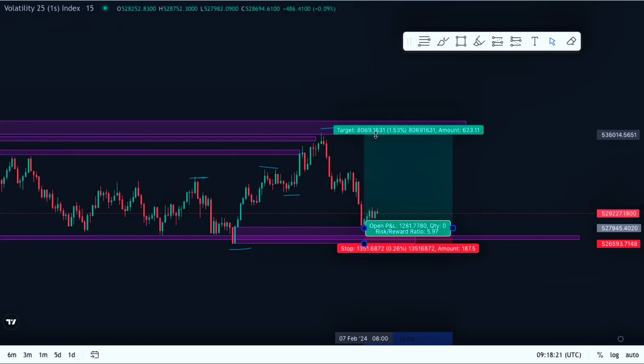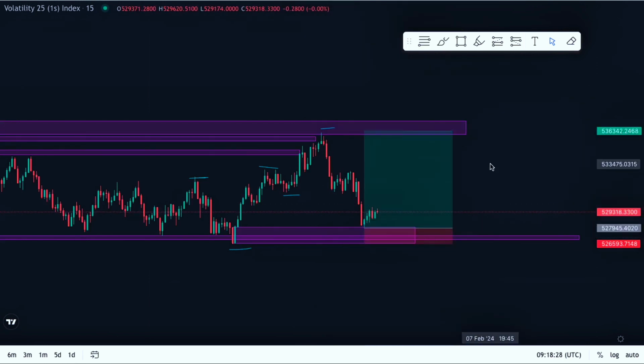you'd be targeting these points, which is a 1:6 risk to reward ratio. Risk your 10 bucks, you get 60.